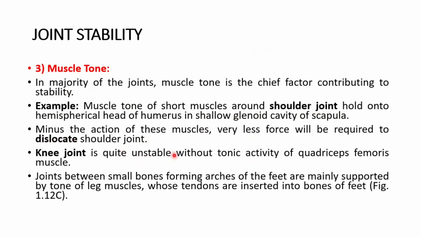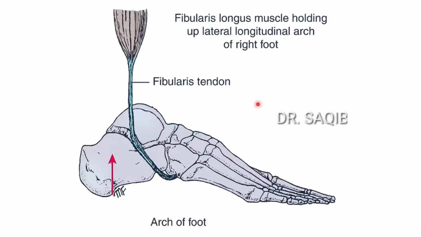Knee joint is quite unstable without tonic activity of quadriceps femoris muscle. Joints between small bones forming arches of the feet are mainly supported by tone of leg muscles whose tendons are inserted into bones of feet. Here you could see, I told you already this picture. Yeah, right. This is the fibularis longus, the peroneus longus muscle holding up lateral longitudinal arch of the right foot. Here you could see this is the lateral side and longitudinal arch, right?